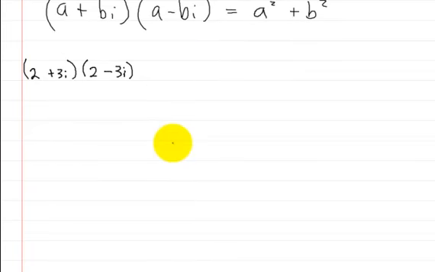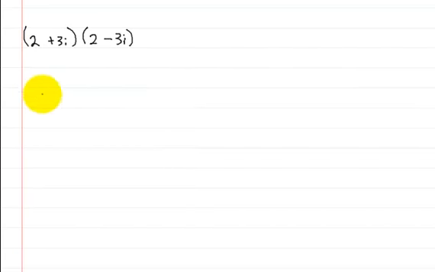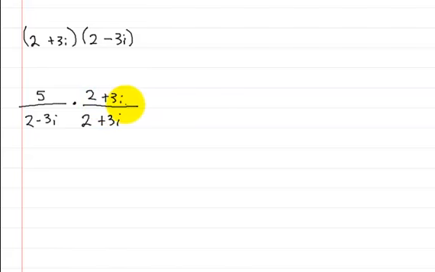So why don't we actually do that in a problem? Let's say we have 5 over 2 minus 3i. If you have this and you want to get just the real portion on the bottom, you would multiply the top and bottom by the conjugate. So you would get 2 plus 3i over 2 plus 3i. That would leave you on the top with 10 plus 15i, because 5 times 2 is 10, 5 times 3 is 15, so 15i on top.